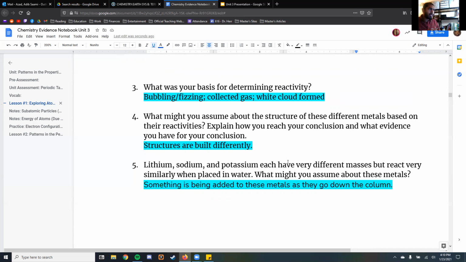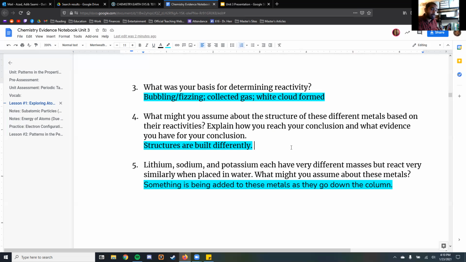Next up, we're looking at number 4, and I eliminated the explain part here. What might you assume about the structures of these different metals based on their activities? We're going off with a simple explanation here that these structures are built differently. The structure for magnesium is different from zinc. Explain how you reached your conclusion. What evidence do we have? The conclusion and evidence come from what we saw. Our conclusion is these structures are built differently.